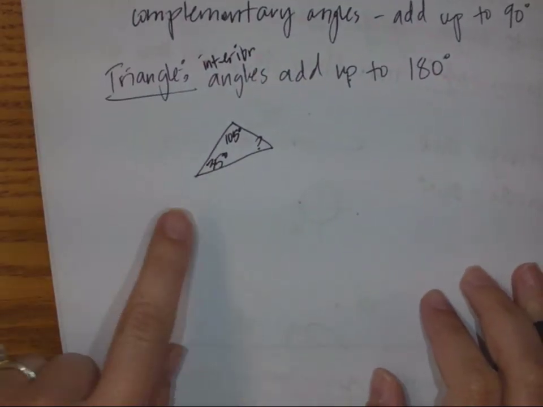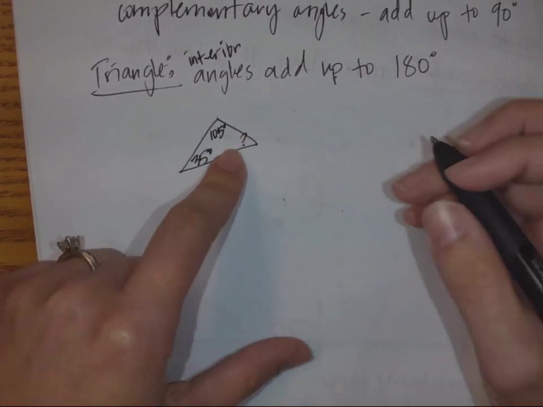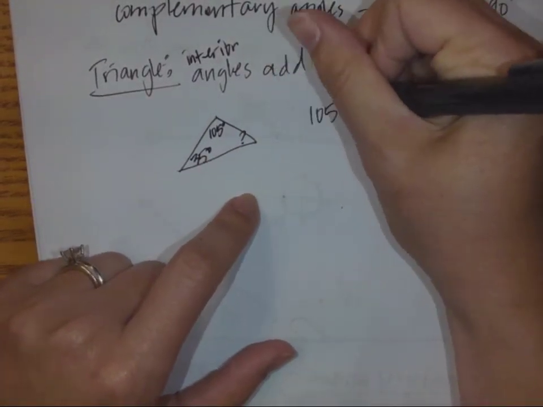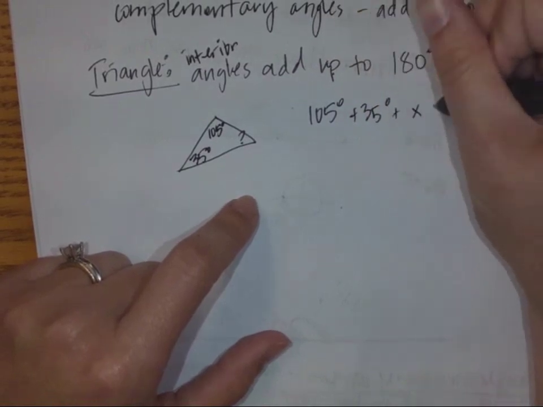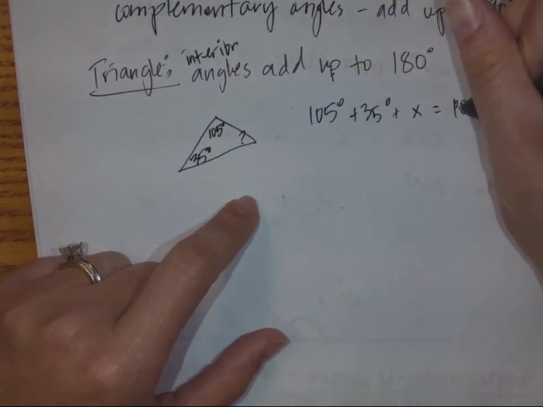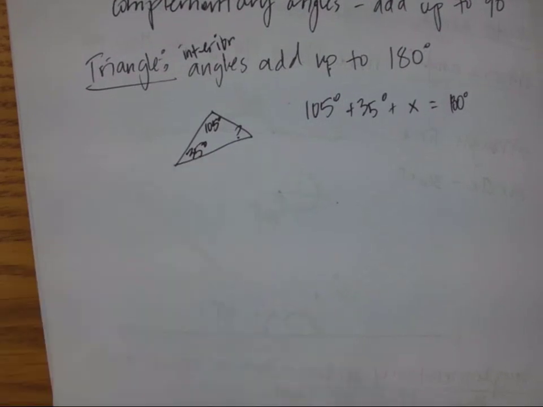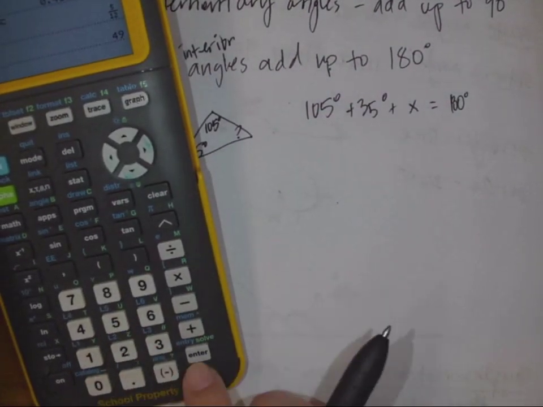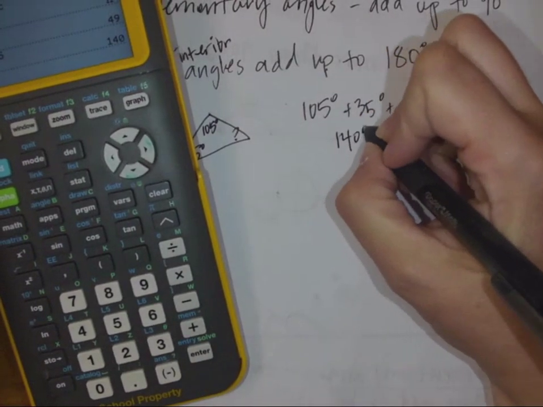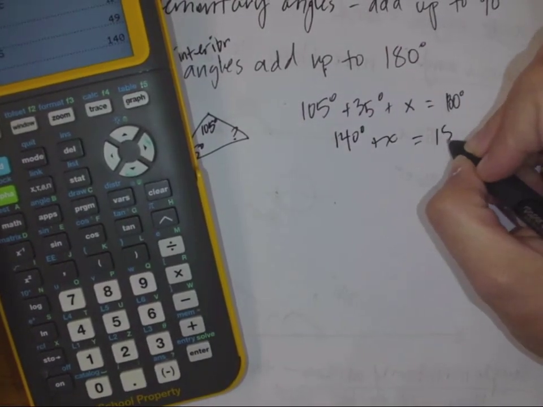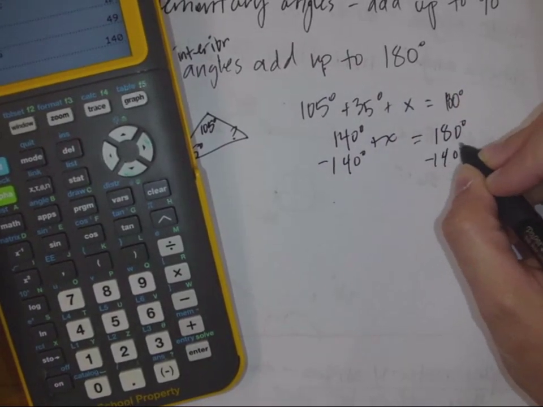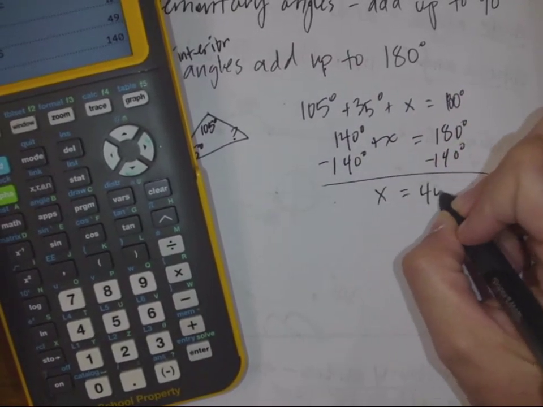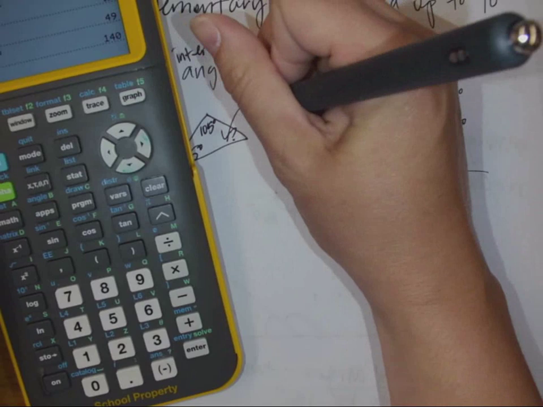If I extend this side of the triangle, that gives me a new angle right there. We're going to call that D. If I extend this side of the triangle, I get this new angle up here. We're going to call that E. If I extend this side of the triangle, I get this new angle, and we're going to call this angle right here F. Okay, so those are exterior angles.